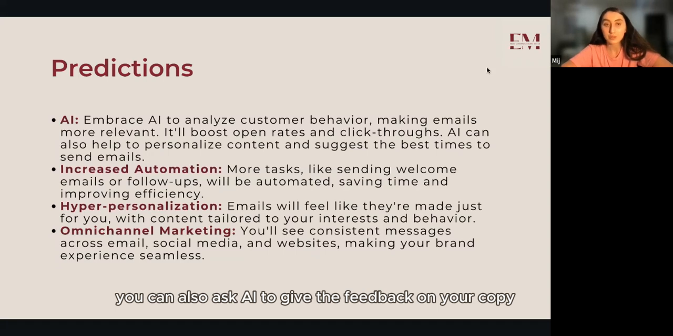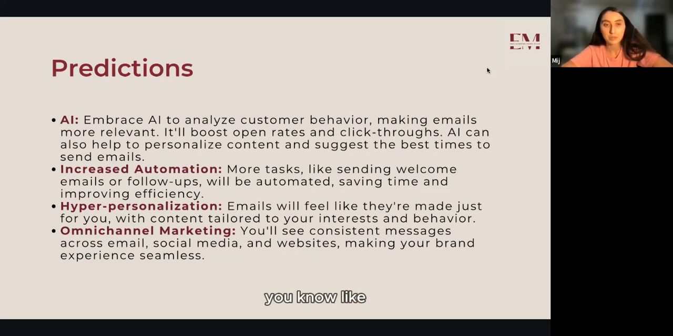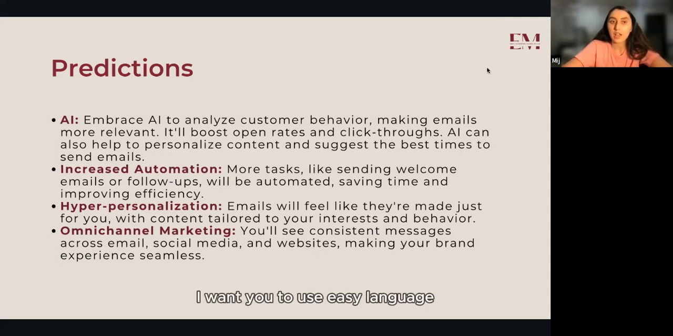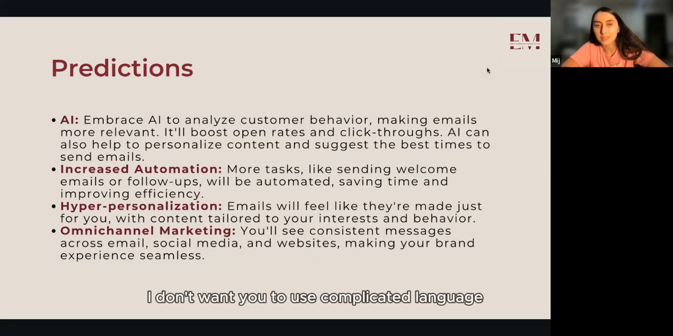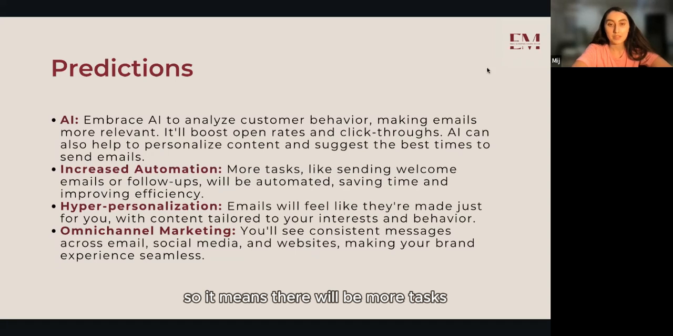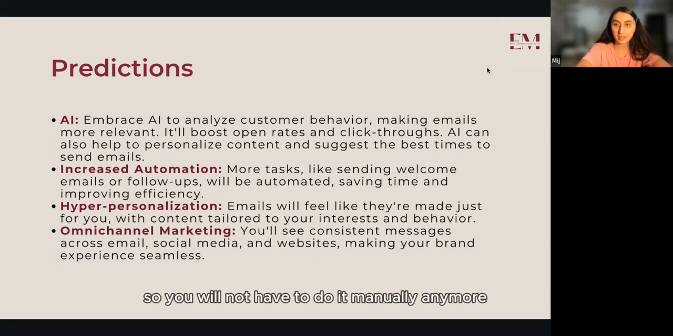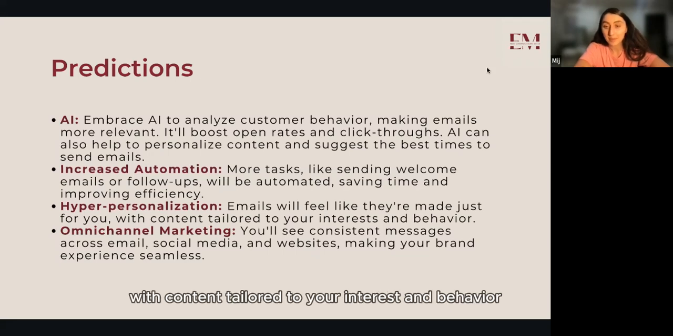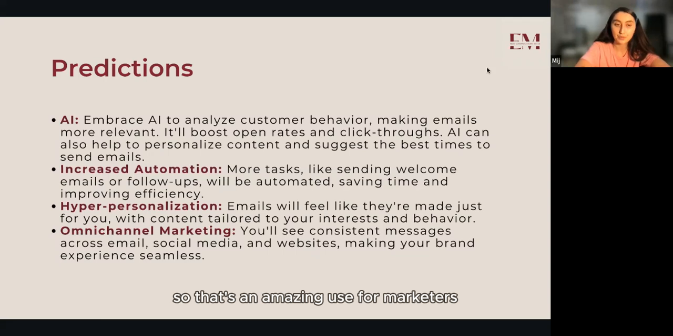You can also ask AI to give feedback on your copy. You can just give a brief to AI and say, okay, I need 10 subject lines for our engagement campaigns. It will give you some ideas, and you can tell it, I want you to use easy language, I don't want you to use complicated language, and so on. Increased automation means more tasks like sending welcome emails or follow-ups will be automated, saving time and improving efficiency. So you will not have to do it manually anymore.